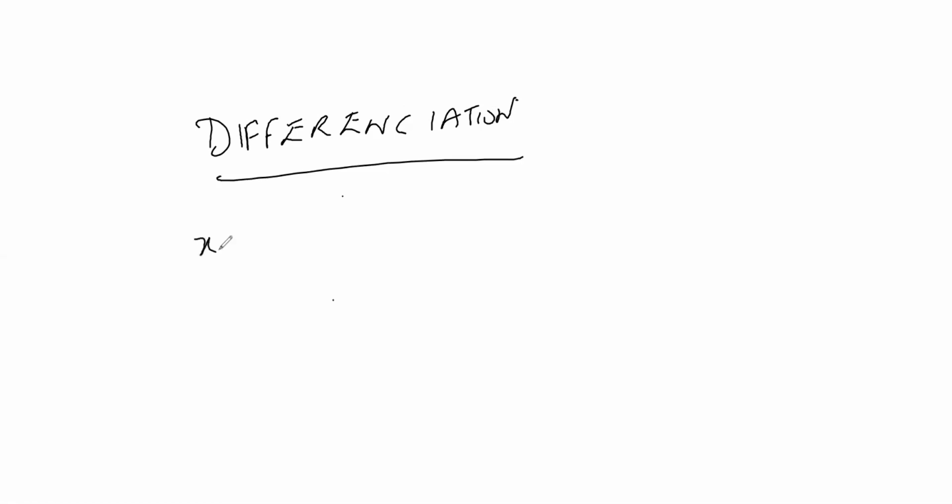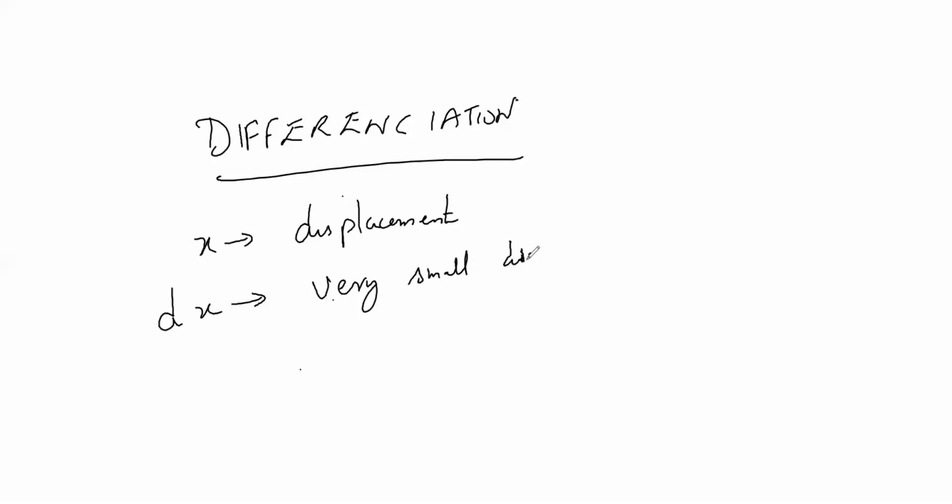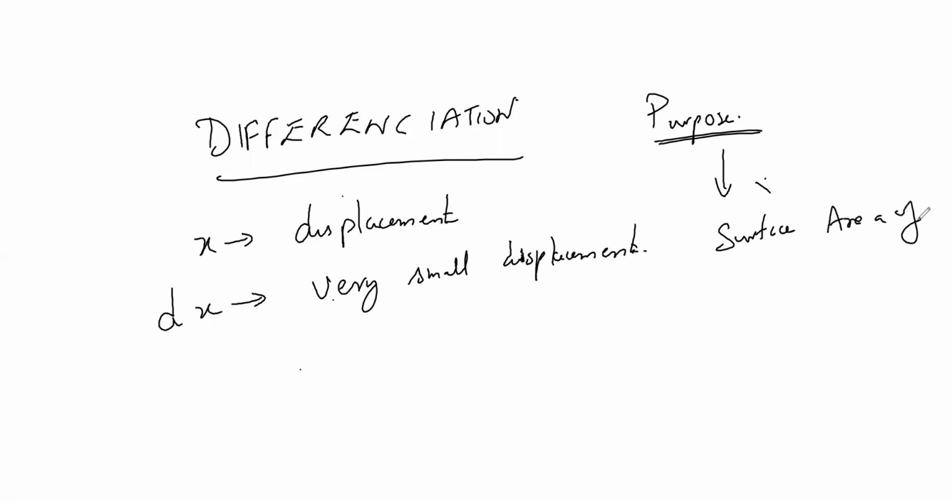That is x. Yesterday we learned what displacement is. If I add d to it, dx, which means a very small displacement. So what is the purpose of this displacement, or what is the purpose of differentiation? First thing is we should identify the purpose. The purpose is to find the surface area of very small objects.